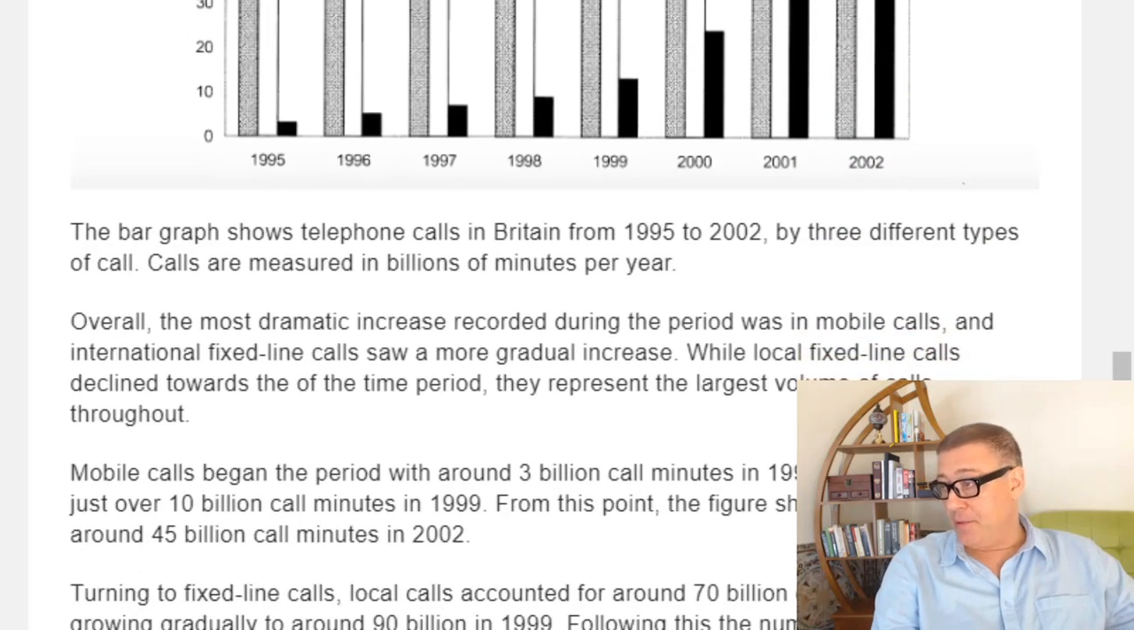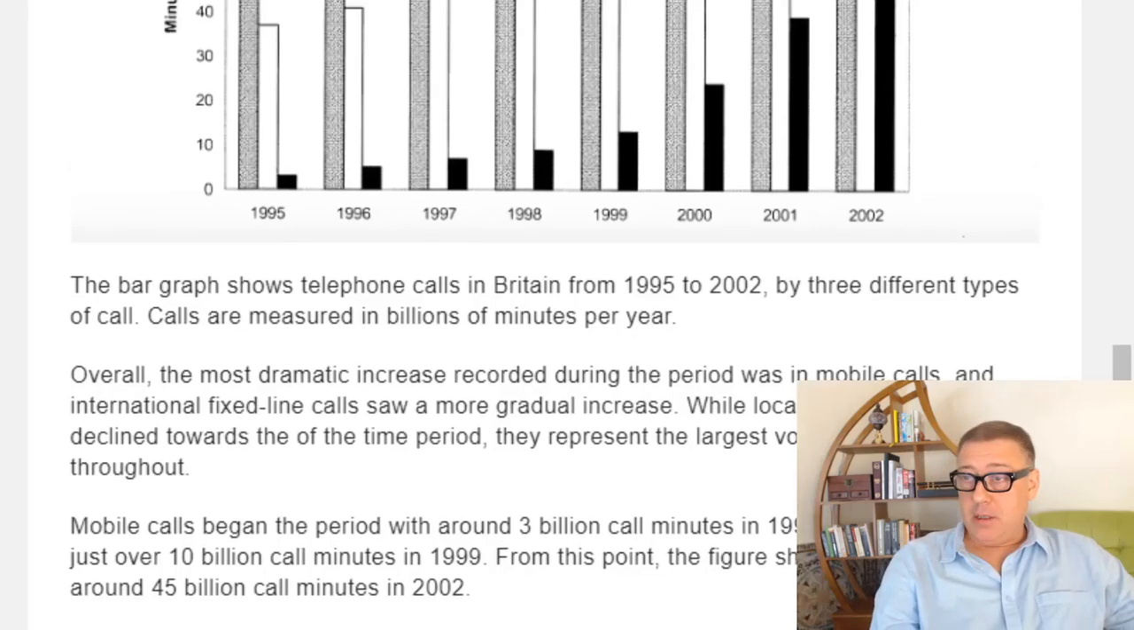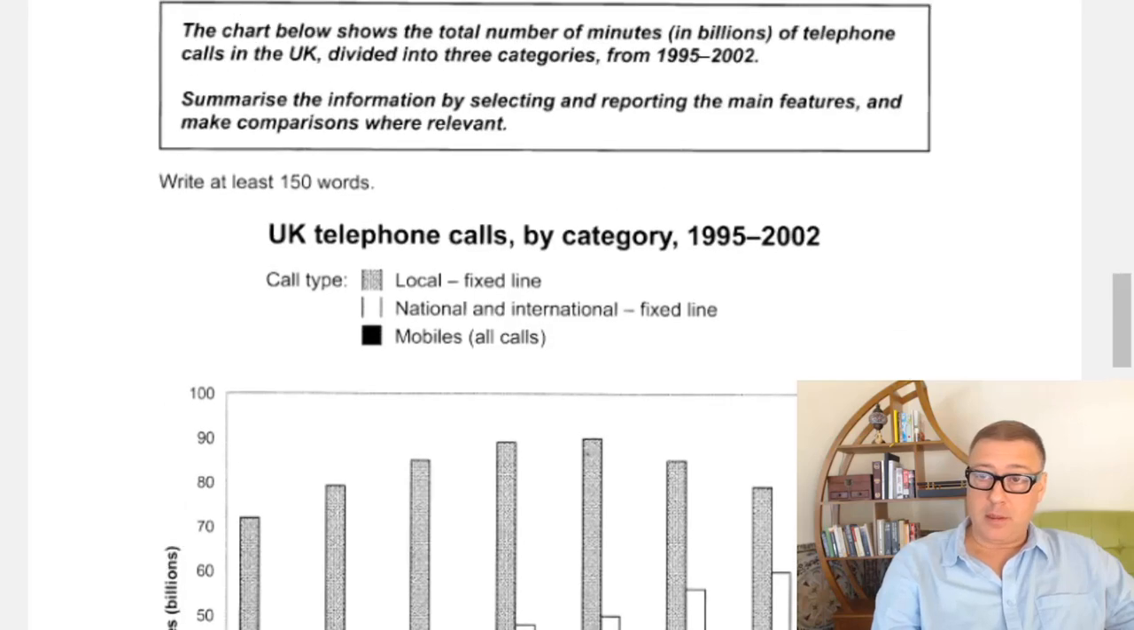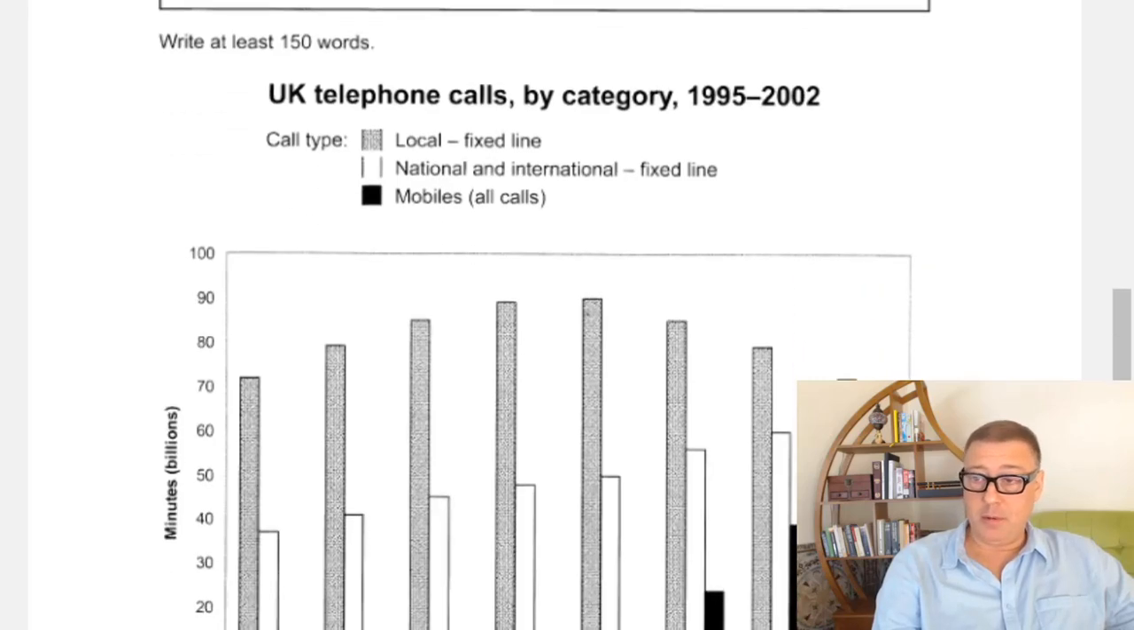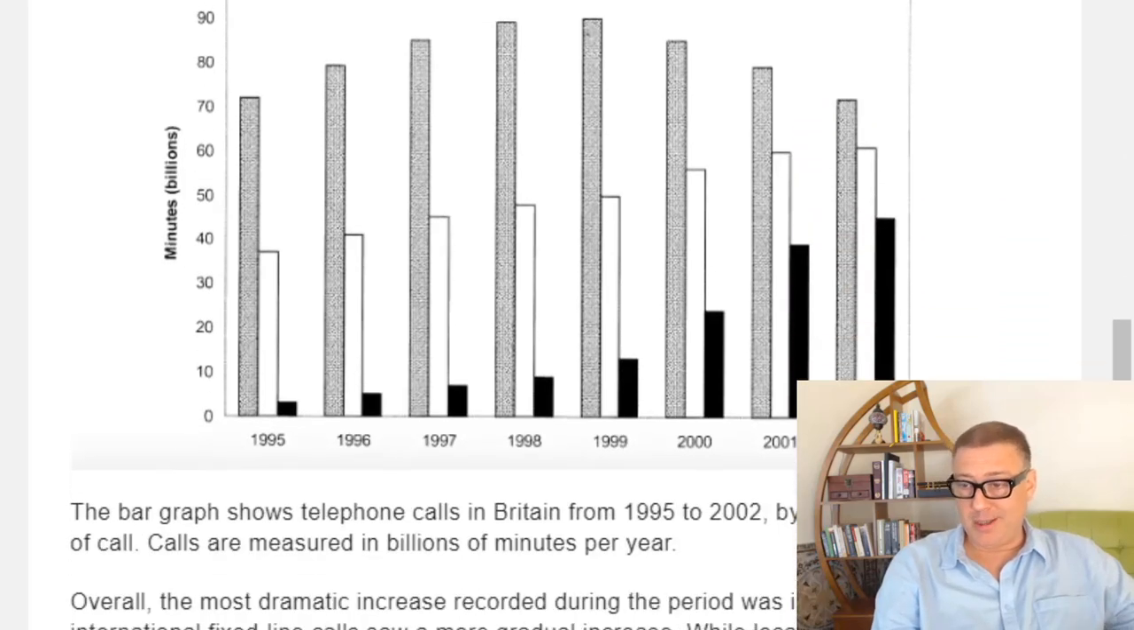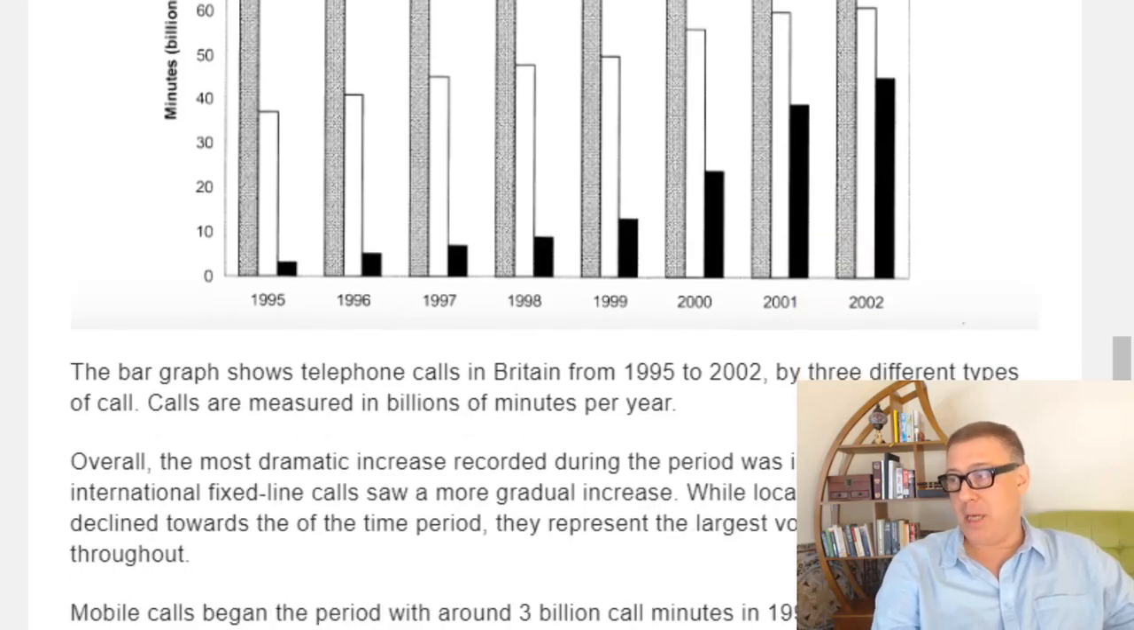The bar graph shows telephone calls in Britain from 1995 to 2002 by 3 different types of call. Calls are measured in billions of minutes per year. So I've just given the information here from the question. I've also mentioned the units, so that will be helpful in this one. Sometimes you should do that, sometimes you shouldn't, but it should be clear what the units are when you're talking about it. You may or may not mention that in your introduction.